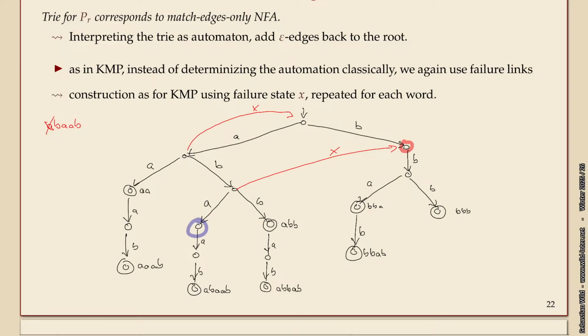It has to go back to the root in this case, right? Is a vertex here. I can't read an A, so I have to take a failure link to the root and then follow the A there. And so I'm adding the failure link here.